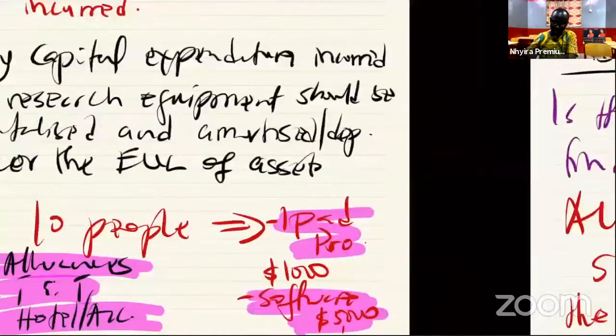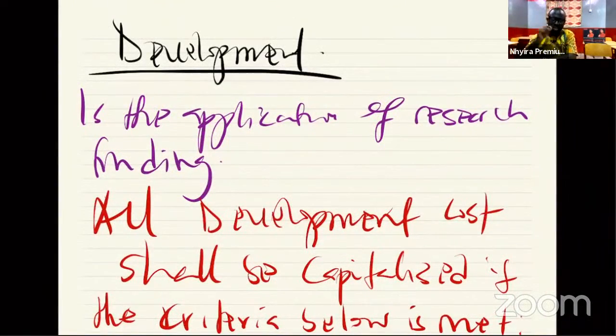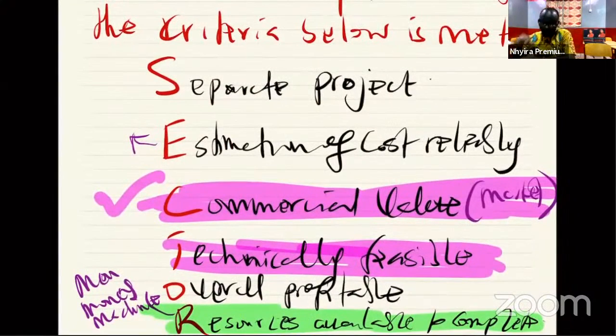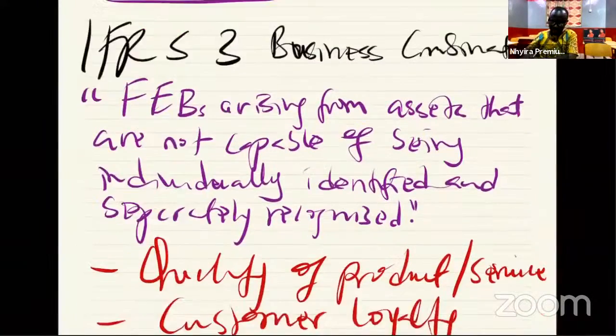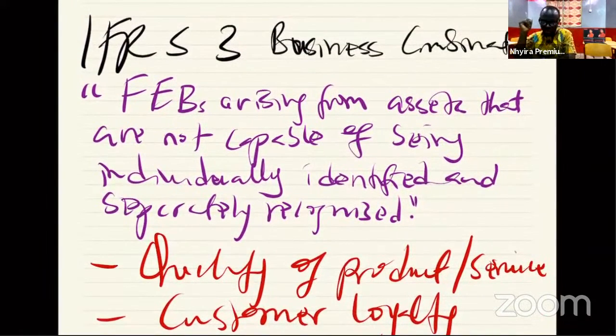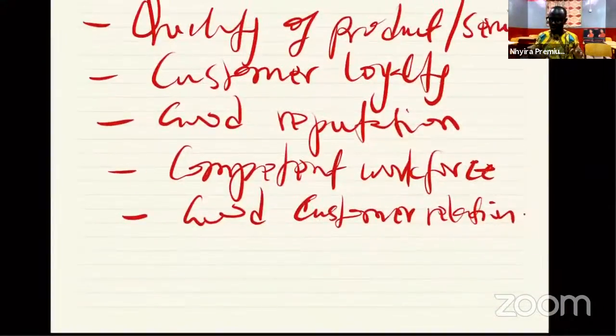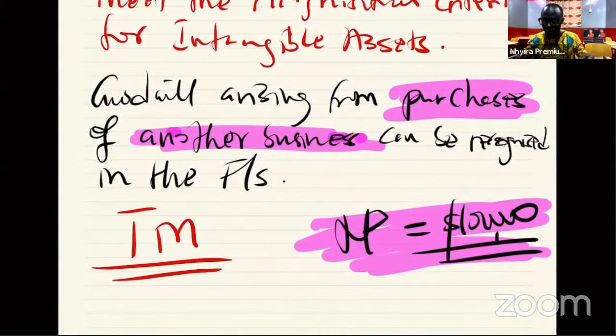But when it comes to development, we are saying that development costs can be capitalized only when the recognition criteria is met. And what is the recognition criteria? It should be a separately identified project. We should be able to estimate the cost reliably. It should have a commercial value. It should be technically feasible, profitable overall, and most importantly, there have to be resources available to complete. Then we came to goodwill, and we said in accordance with IFRS 3 business combination, internally generated goodwill cannot be recognized. However, only goodwill arising from business acquisition or business purchases can be recognized in the books of the organization.